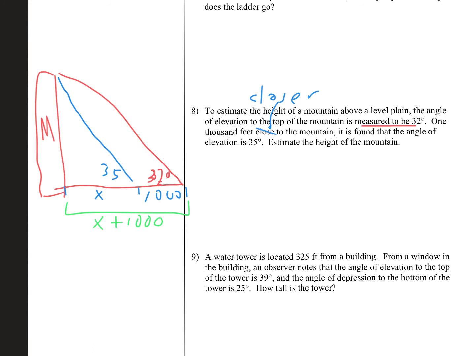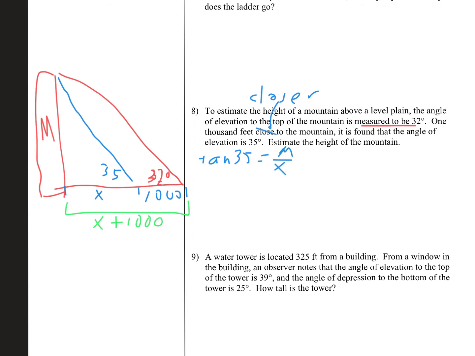So I'm going to use tangent on both of these because I really don't know anything about the hypotenuse here. So let's do a couple of tangents. Let's do tan 35 first. So tan 35 is going to be opposite, which is M, which is obviously unknown, over x, because you can see here on this triangle our opposite is the big M, and then the adjacent is just this piece right here, x. It's not the whole x plus 1,000 on this 35-degree angle here. It's just the x.